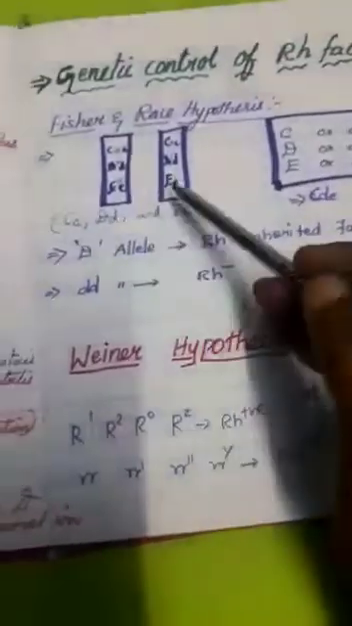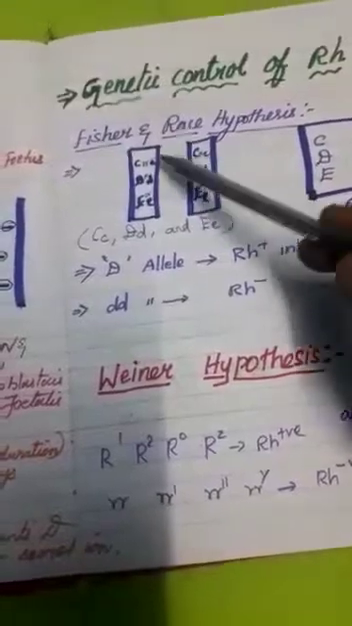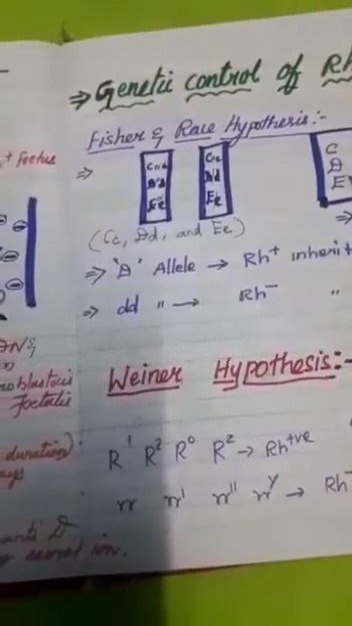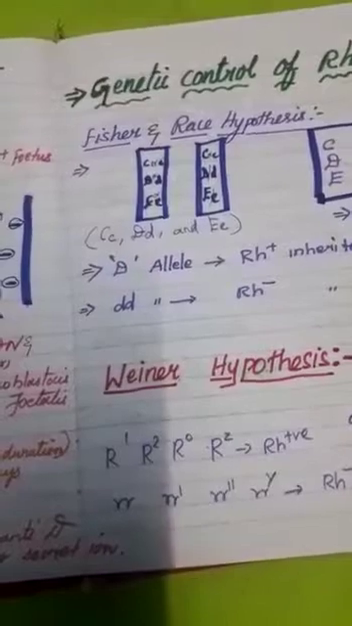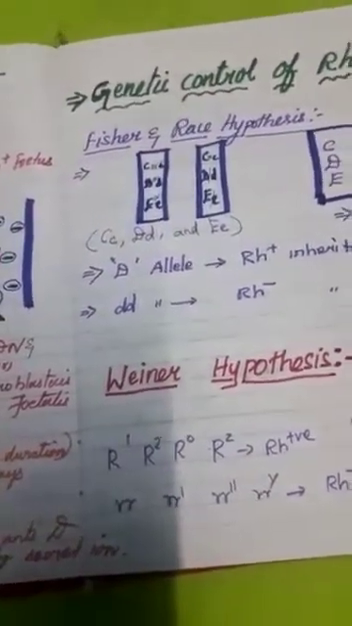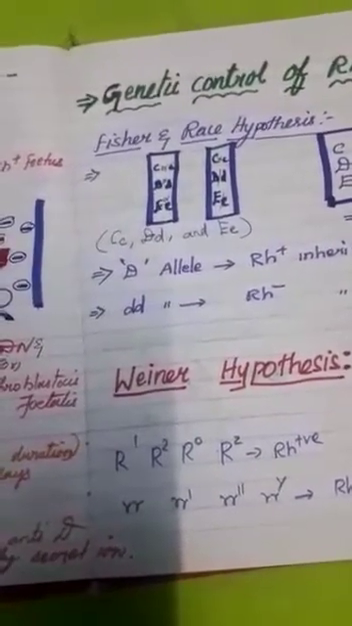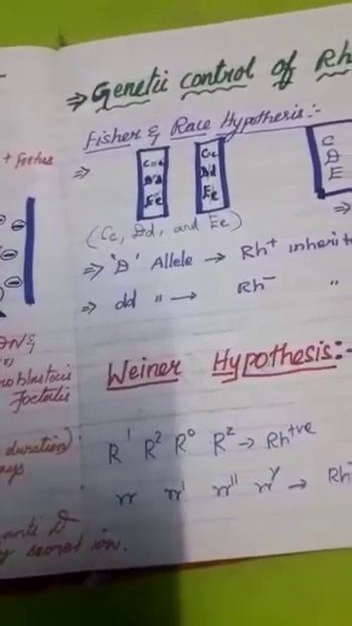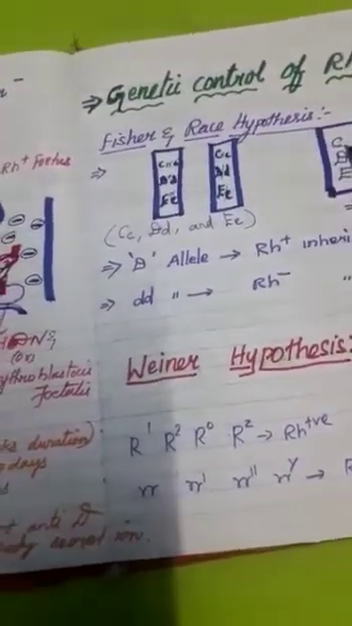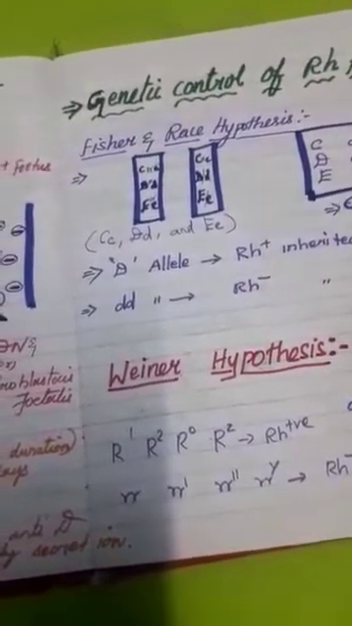Next topic, genetic control of the Rh factor. The Fisher and Race hypothesis and the Wiener hypothesis are given in our chapter. Rh factor involves three different pairs of alleles located on three different closely linked loci on a chromosome pair. So three pairs of these Rh alleles occur at three different loci on homologous pair 1: capital C, small c, capital D, small d, capital E, and small e.